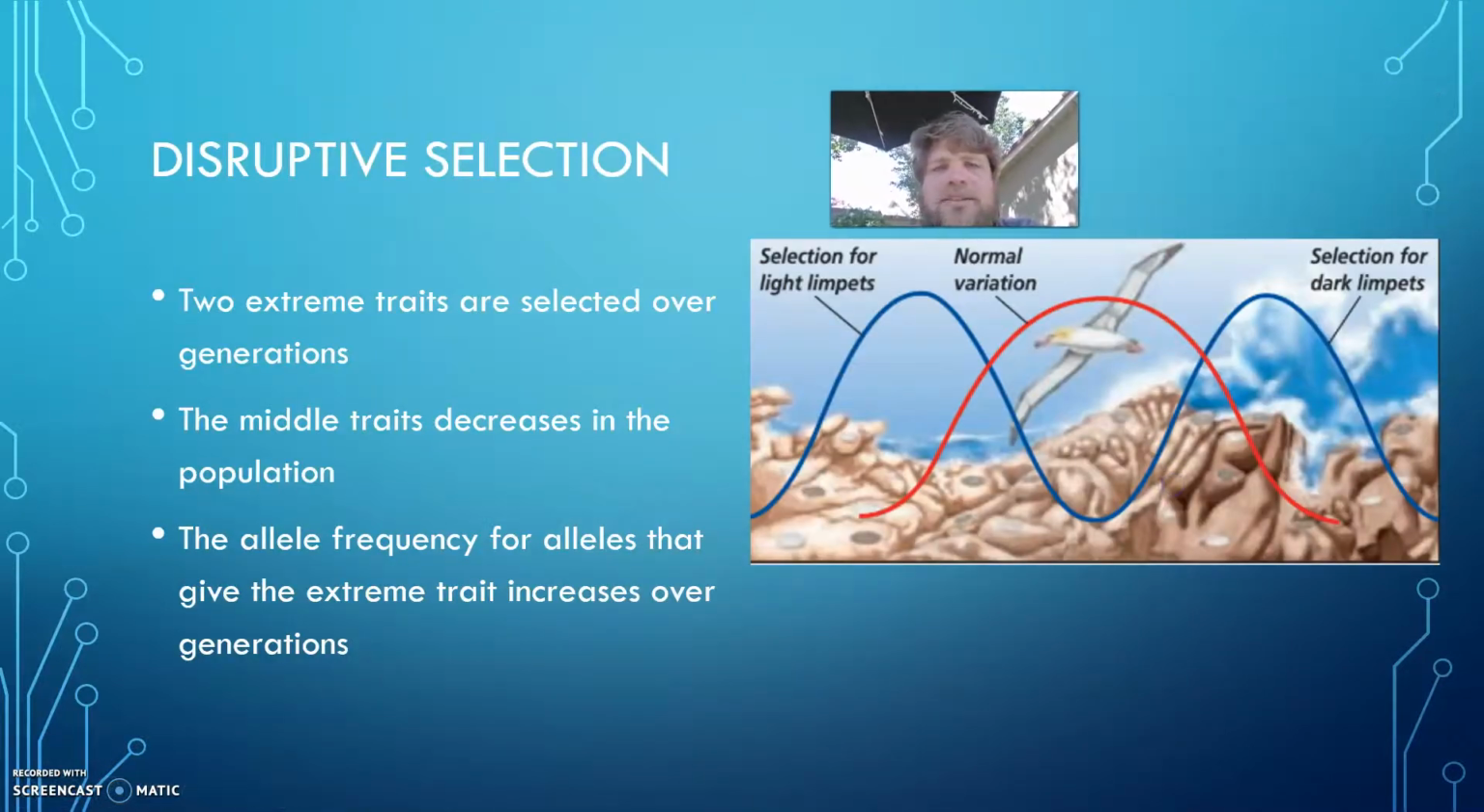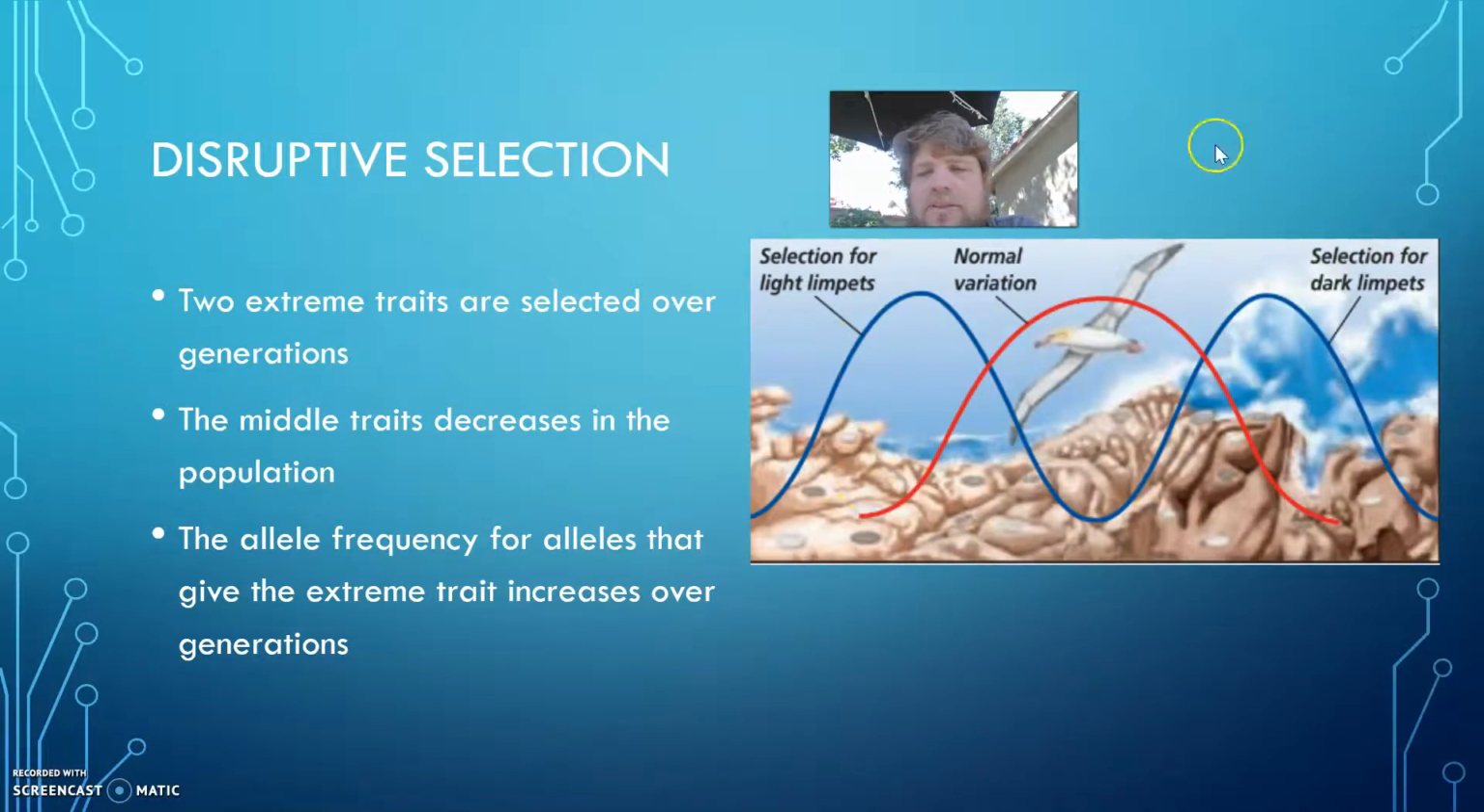And our last direction, disruptive selection. So disruptive selection is a case, it's kind of like double directional. You have two different extreme traits getting selected for. So whatever traits are kind of the middle version, any alleles that give this middle trait will decrease in the population, while alleles that give one extreme or the other will increase in the population.